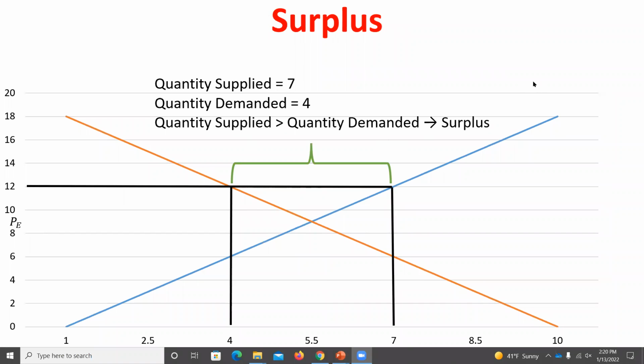So a couple of terms to refresh your memory are surplus and shortage. Let's say the price was set at $12. Well, at a price of $12, the price is now higher than our old equilibrium price, so we should expect the quantity demanded has gone down. It's no longer 5.5, it's now 4. So our quantity demanded at this higher price is going to be much lower than the amount that producers would be willing to supply with this higher price.